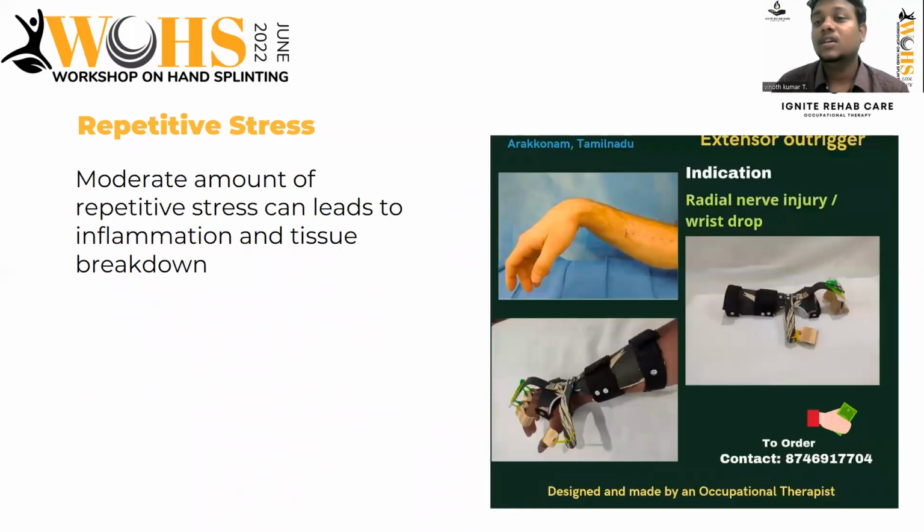Okay, repetitive stress. Try to avoid repetitive stress in a dynamic splint. Repeatedly providing stress over the skin area may lead to inflammation or tissue breakdown over the affected parts.